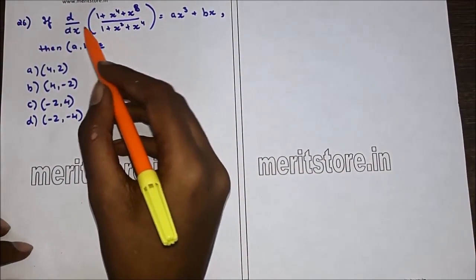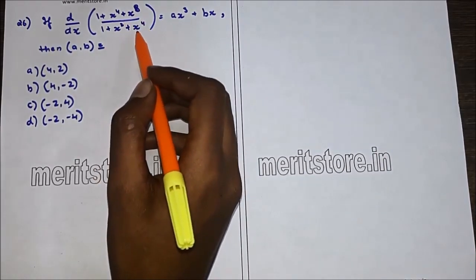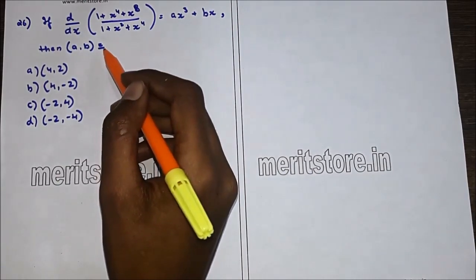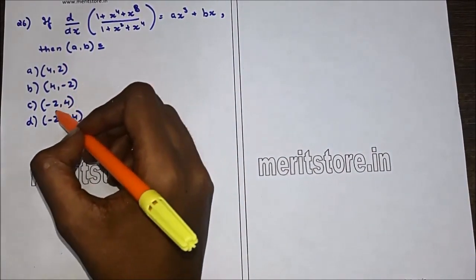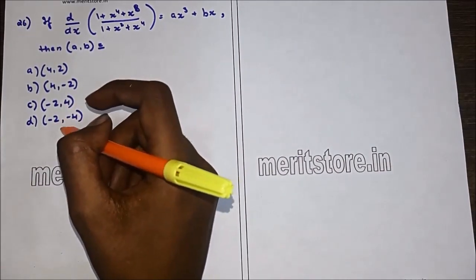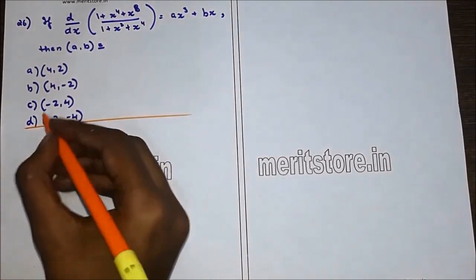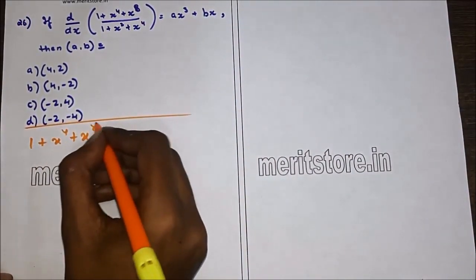If d by dx of 1 plus x raised to 4 plus x raised to 8 by 1 plus x square plus x raised to 4 is ax cube plus bx, then the value of a and b are, options are 4 comma 2, 4 comma minus 2, minus 2 comma 4 and minus 2 comma minus 4. So first we simplify the numerator. So we have 1 plus x raised to 4 plus x raised to 8.